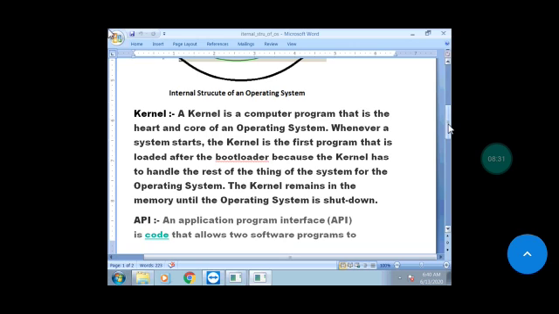Whenever you start your computer, first of all, kernel is the first program that is loaded, and kernel has to handle the rest of the things of the operating system. The kernel remains in the memory until the OS is shut down. That means that this is my first program. It has to be loaded, and it handles the rest of the things that are done by the OS. But listen, my dear, whenever your system is on, kernel remains there in the memory, and as you shut down, it gets removed from there.